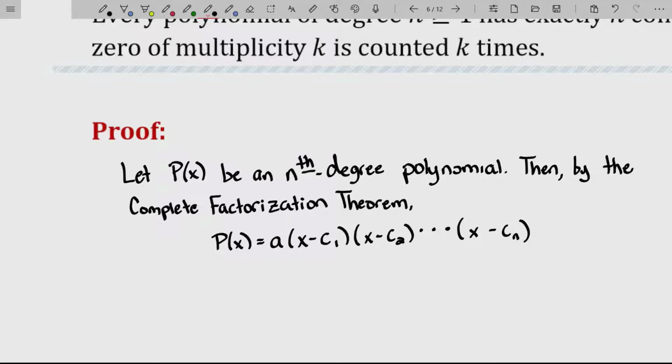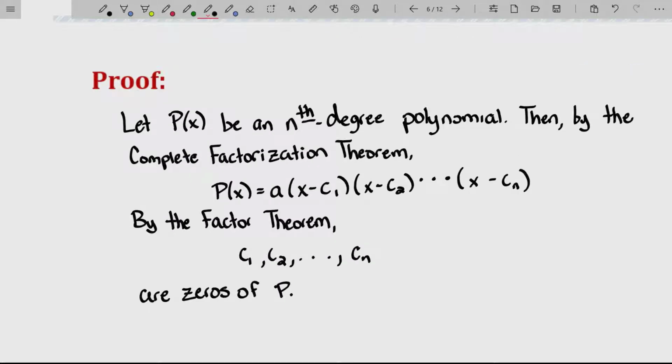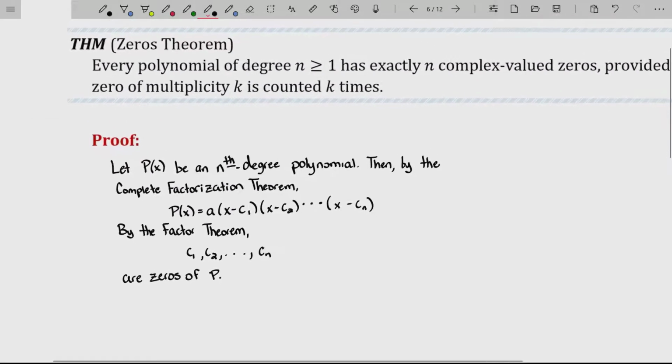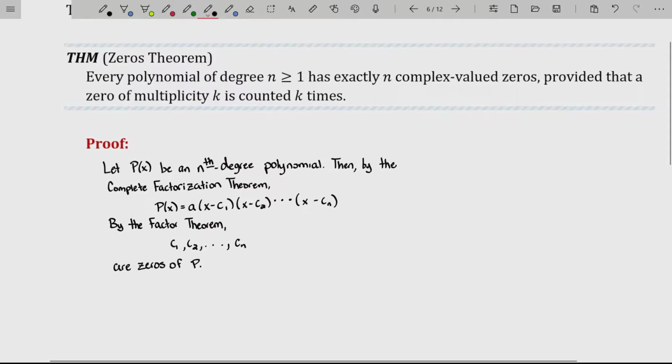And then the factor theorem says, if you have a polynomial and it has these factors, then those c sub i's in there, c sub 1, c sub 2, and so on, are all zeros of your polynomial. And I've written that right there. The thing that attaches to this theorem, the thing that we want to really focus in on, is this last little statement after the comma. This piece right here: provided that a zero of multiplicity k is counted k times.